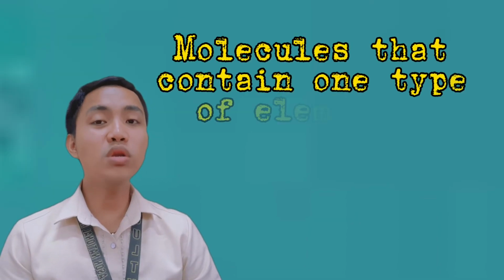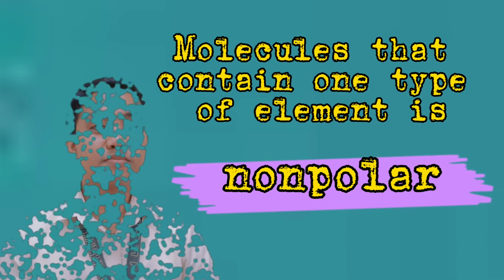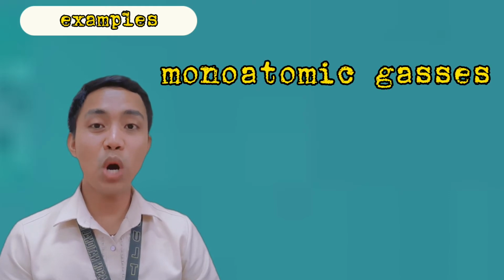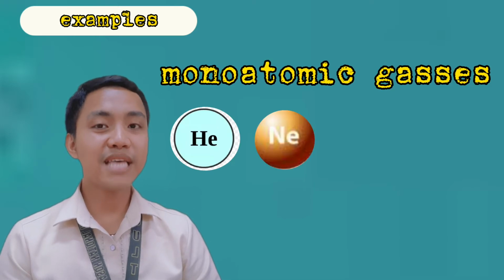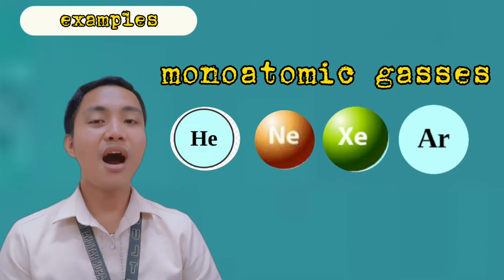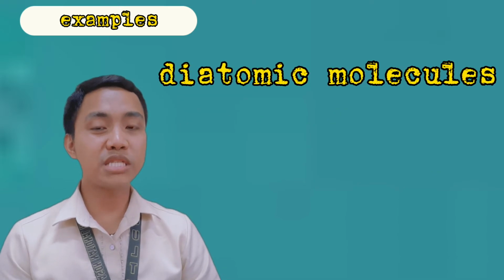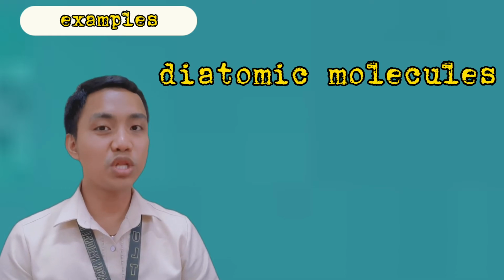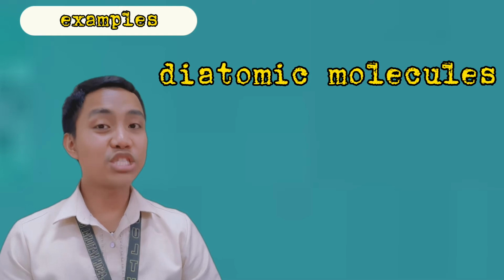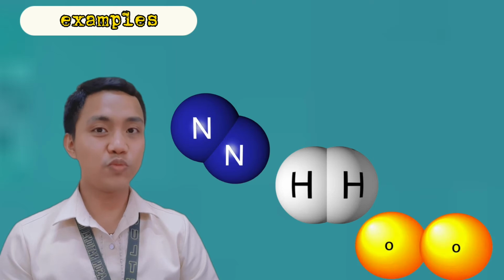Molecules that contain only one type of element are non-polar. Examples are our monoatomic gases or noble gases such as helium, neon, xenon, and argon, which are non-polar. Diatomic molecules that contain only one type of element are also non-polar. Examples: N2, H2, and O2.